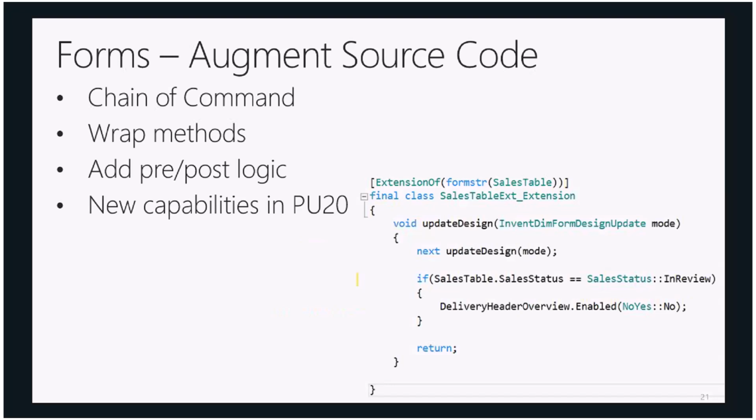Here's an example of an extension class on the sales table form where we are wrapping the update design method. The key takeaway here are the attribute that defines the class to be an extension of the form and the call to next within the method itself. This is where the chain of command concept comes in, as it is possible for any number of ISV and partner solutions to wrap this method, and each will be invoked in a chain until the base code is called, at which point the execution is unwound and returned to the caller. So in this example, I'm adding code after the core call and updating the UI based on a custom enum value I added in my extension project.